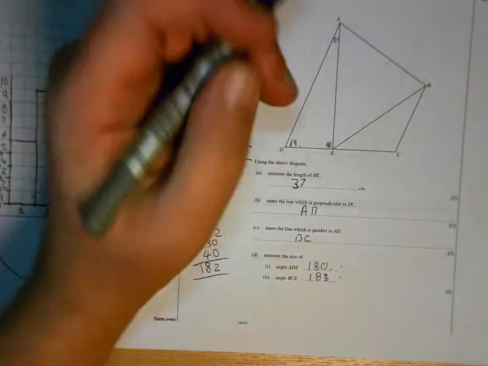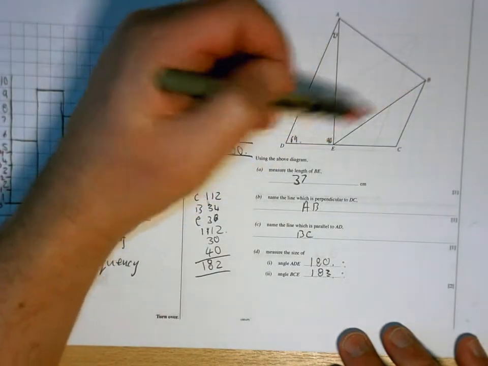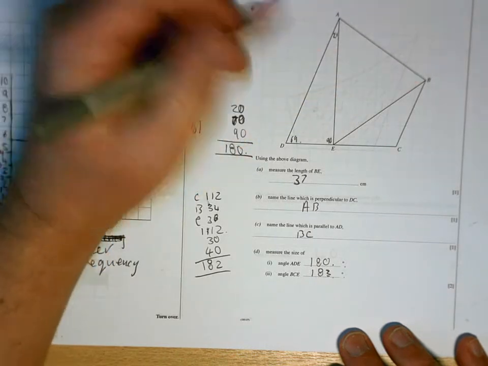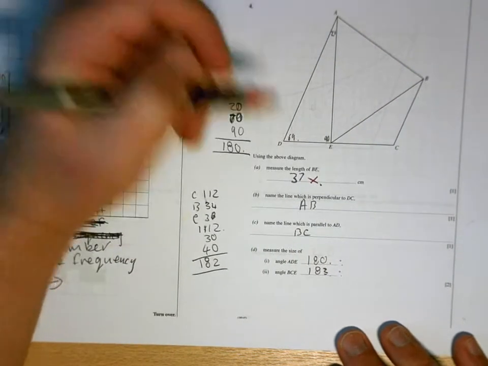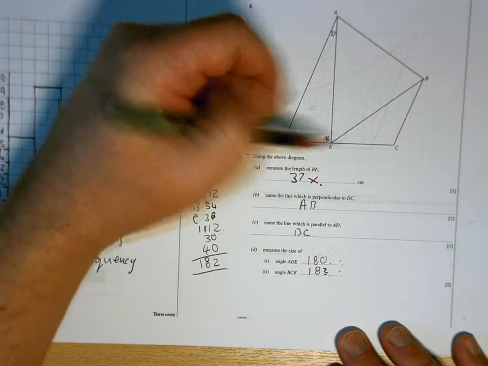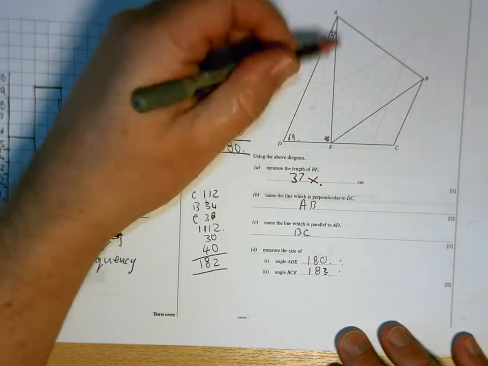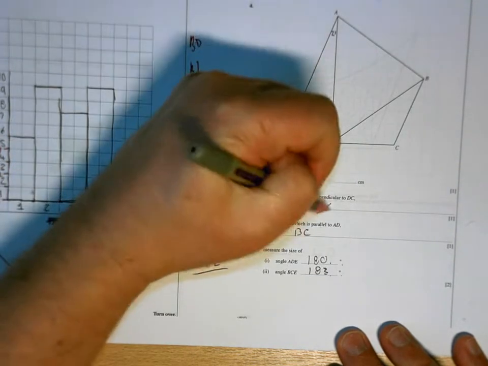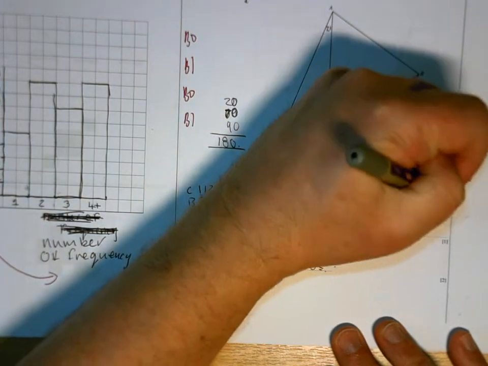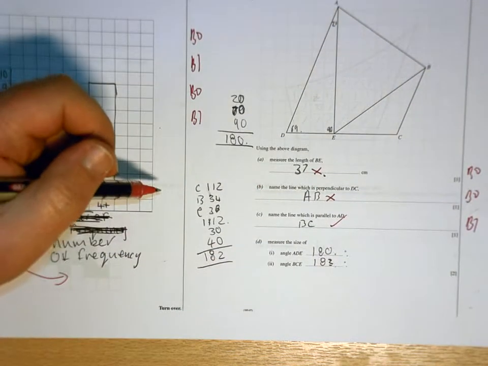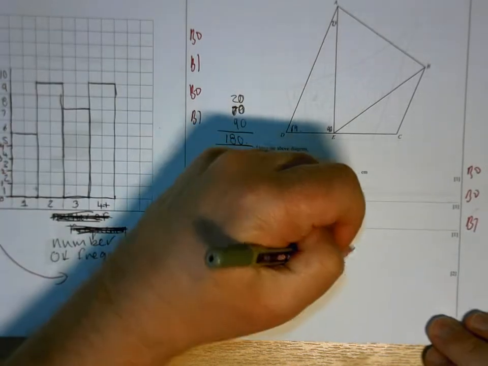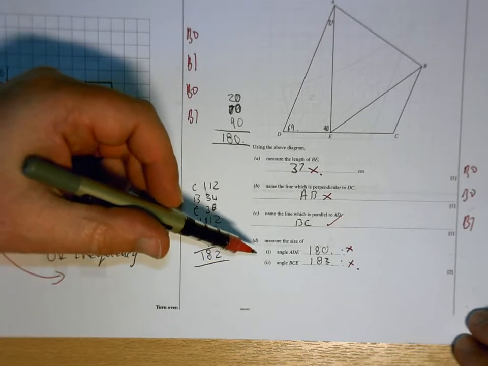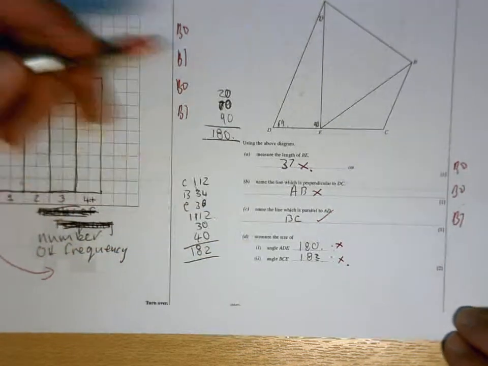Measure the length of BE. BE is a line. So what we're looking for there is a length in centimeters. There is no way that that is 37. So you need to check that. The line that's perpendicular to DC, this is DC. The one that's at right angles to it, which is what perpendicular means, is AE. But you've got BC right there. But you're throwing away a lot of marks here. Both of those are wrong with you, and what I need you to do is to watch how I explain that on the video solutions to make sure that you can do that and practice that.